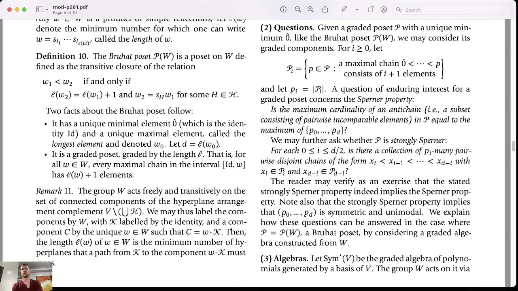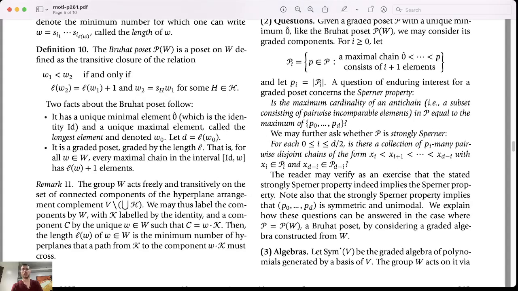Questions. Given a graded poset with a unique minimum 0-hat, like the Bruhat poset of W, we may consider its graded components. For i ≥ 0, let 𝒫i equal the set of p in the graded poset such that a maximal chain 0-hat < ... < p consists of i+1 elements, and let Pi equal the cardinality of 𝒫i.